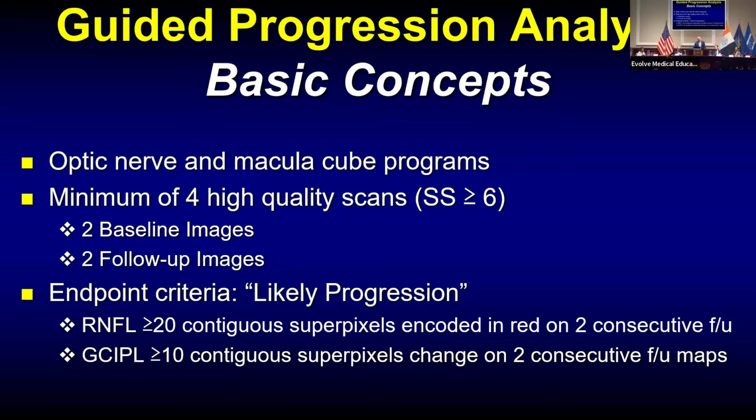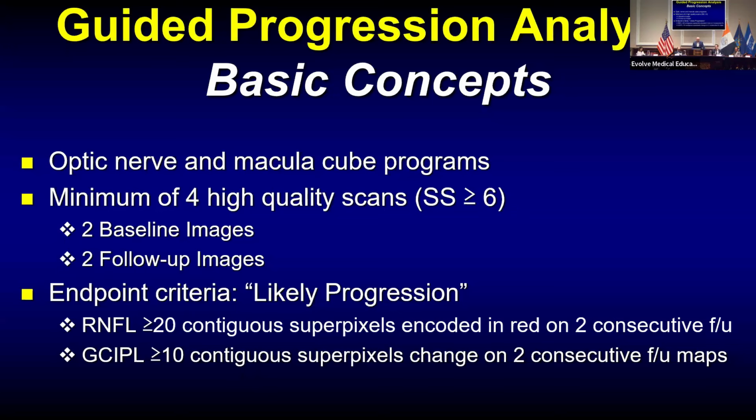Quality control is paramount, and it's important to detect any abnormalities such as poor signal strength, and we use a minimum of 6 using the Zeiss platform. But there's lots of other types of artifacts that you have to be careful to avoid, including motion artifact, blocking artifact, myopic changes, and so on and so forth.